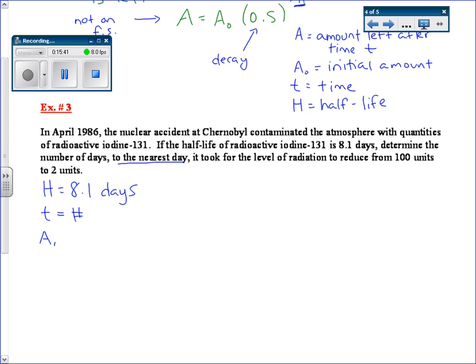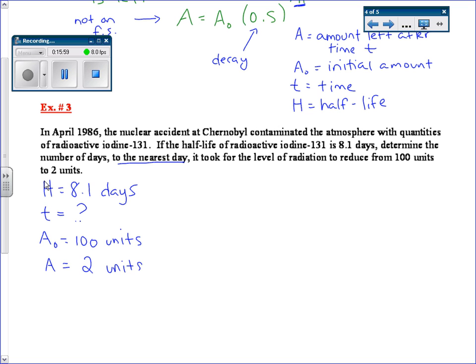So that means our initial amount was 100 units, and our final amount, or amount after time t that we're going to find, is 2 units. I'm sorry, this should be a question mark beside time there, not a number. So time is what we're looking for.